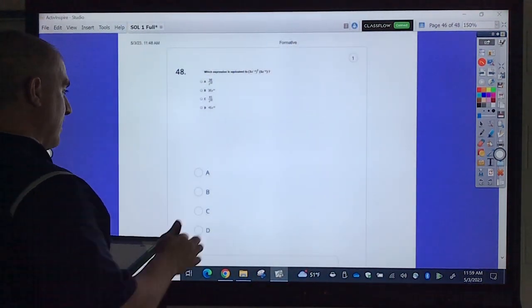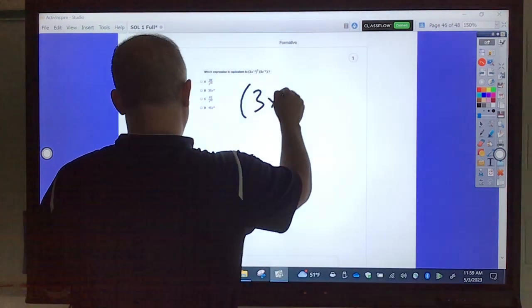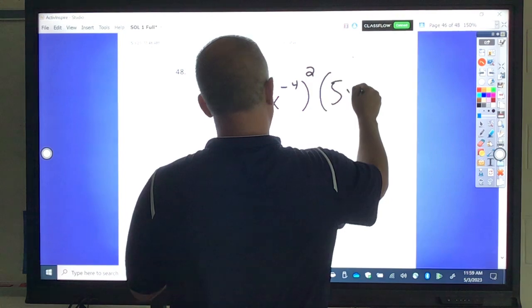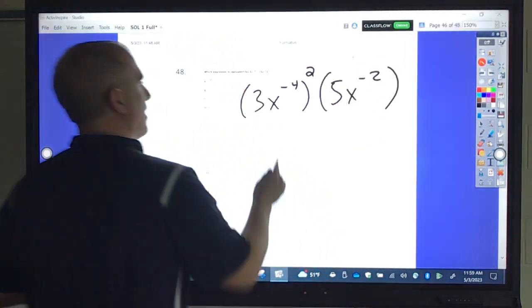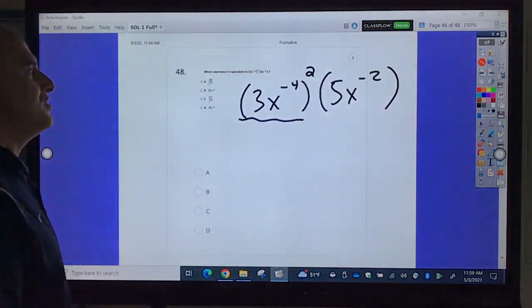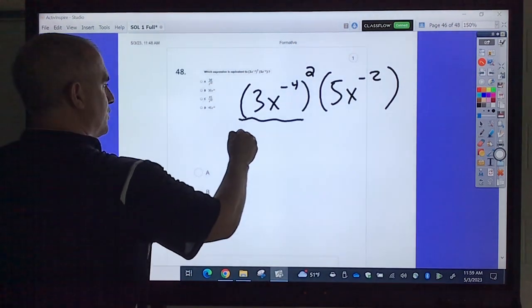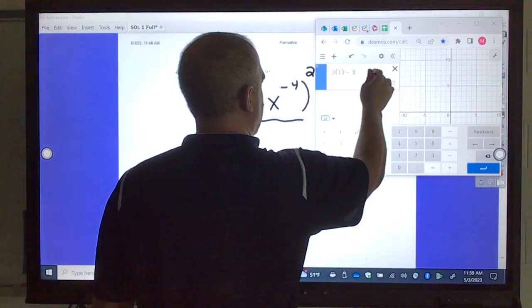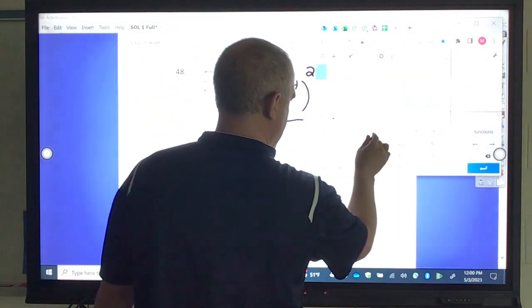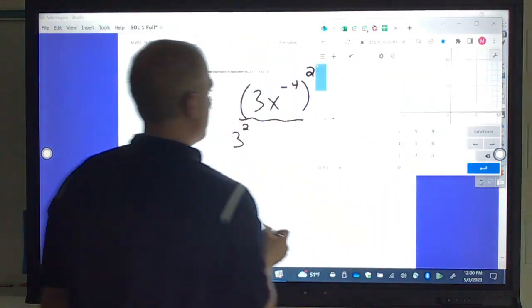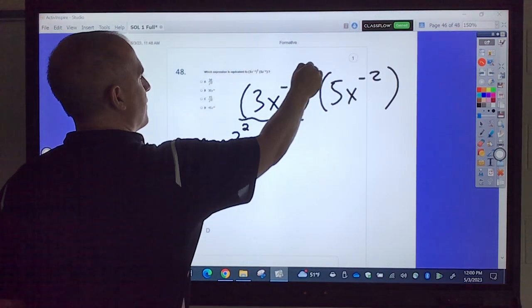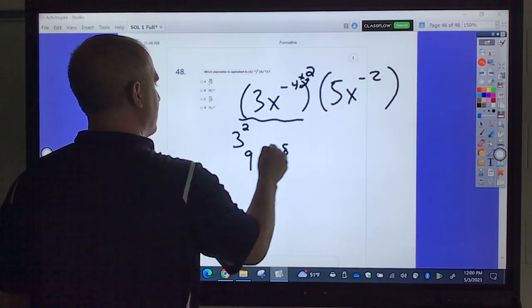Okay. Let me rewrite this a little bit better so we can see. Now this one, I have to do the power rule, which is 3 to the power 2. Now, as a reminder, when you do that in the calculator, 3, use this AB button, 2. Okay, it gives me 9. I want to multiply these guys. -4 times 2 would be -8.